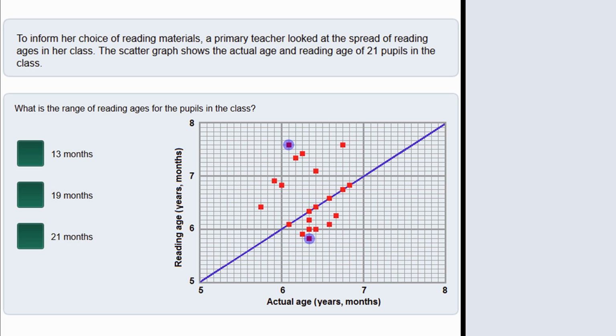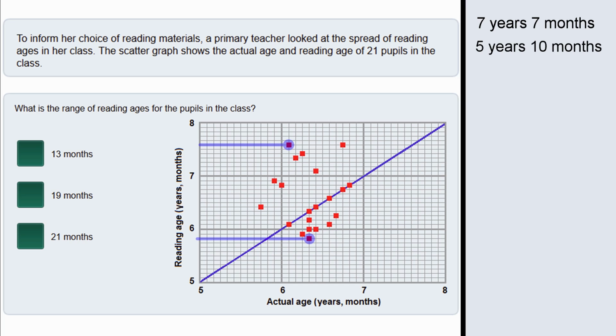So all we need to do is to work out what this value is, and we can do that by reading off from the graph. So we can see here, if we go all the way across, we can see that represents a reading age of 7 years and 7 months. Likewise, if we take the lowest age here and we read across, that represents a reading age of 5 years, 10 months.